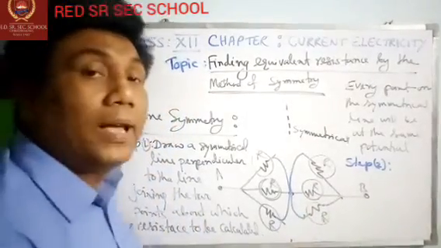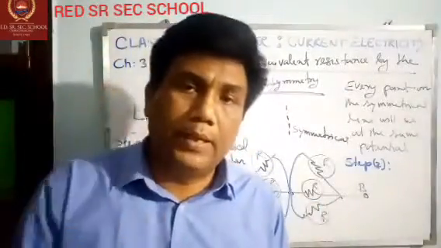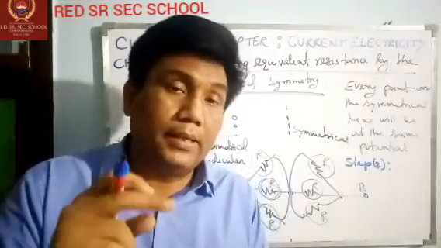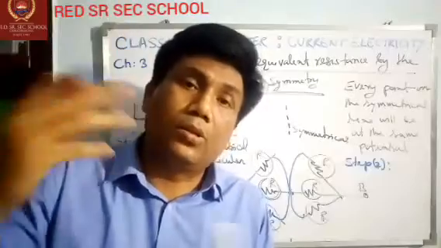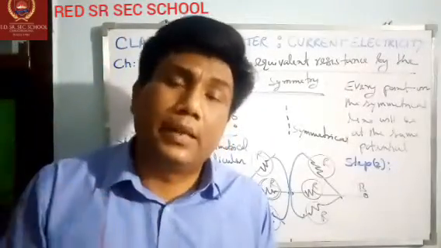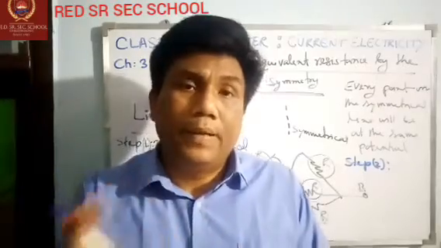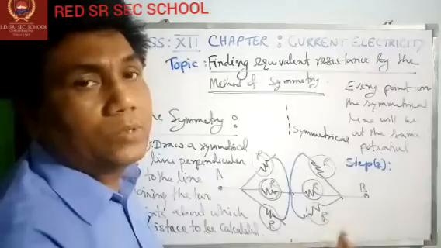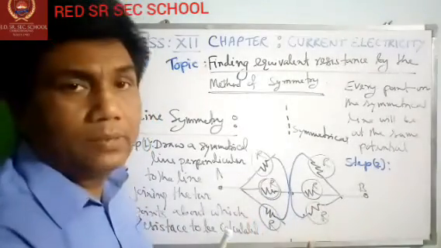Why? As the 3 points here, I have got 3 points. You may get multiple points. As all the points are at the same potential, no current will be flowing through them. If you disjoint, there will be no problem. If you join, there will be no problem. But there is a benefit of doing this, that you will know which one is parallel with which one, or which one is in series with which one.